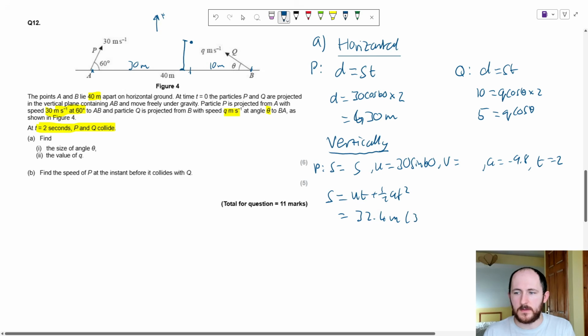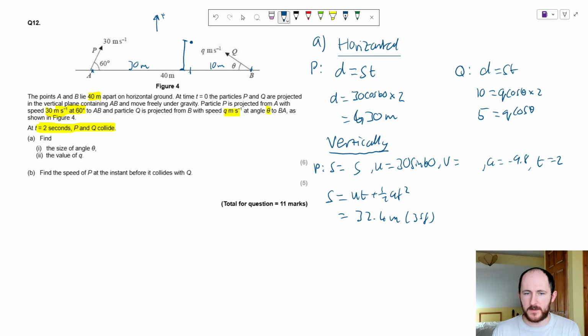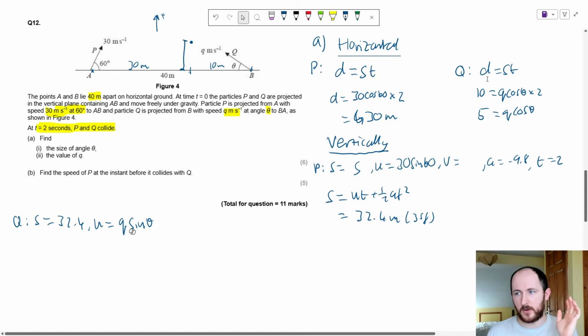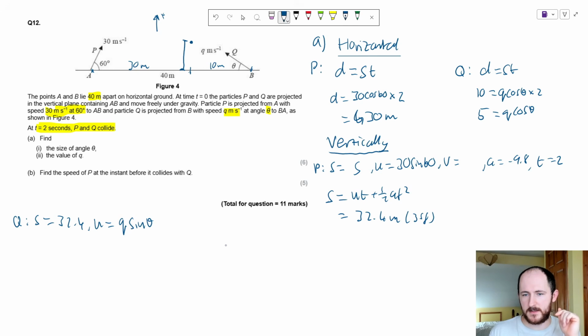Now, I will use the exact value. If I do vertical for Q, S is going to be the exact same value, 32.4. But remember, I'm using the answer button on my calculator. My initial velocity is Q sine theta. And I have Q cos theta over there. So you're on my wavelength. You understand what I'm trying to do? V is I don't know and I don't really care. A is minus 9.8. And T, once again, is equal to 2. So S is UT plus half AT squared.